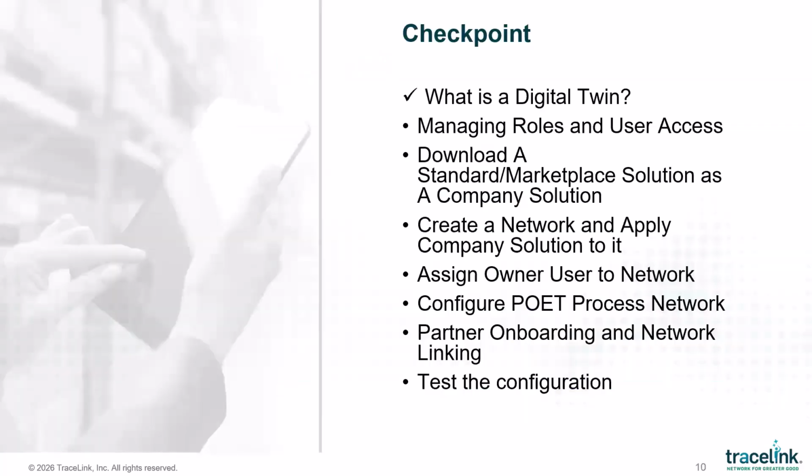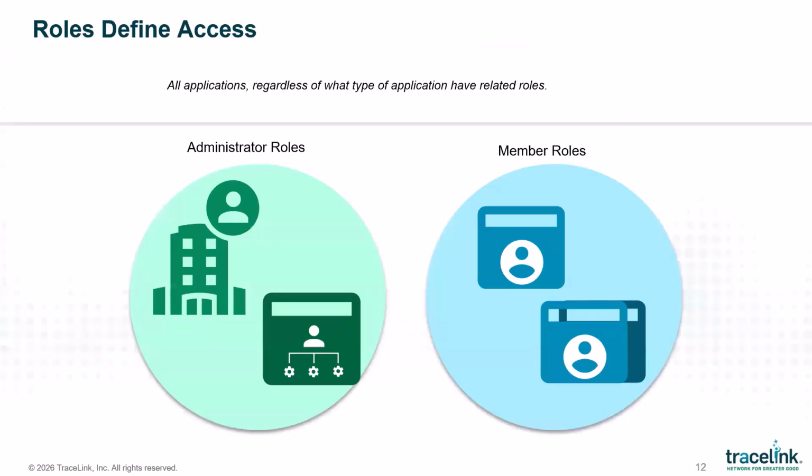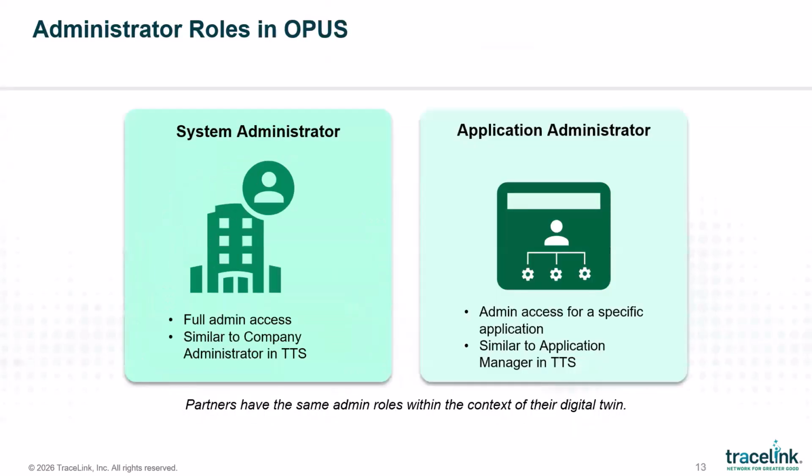Now let's take a look at how to manage roles and user access. Each role comes with specific responsibilities and access levels, ensuring the right people have the right permissions. Regardless of the application, there are two main types of roles: administrator roles and member roles. Just note in Opus, you have to have a member role to access the application. For administrative functions, we have admin roles. There are two main types of roles.